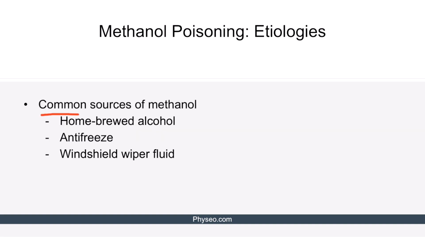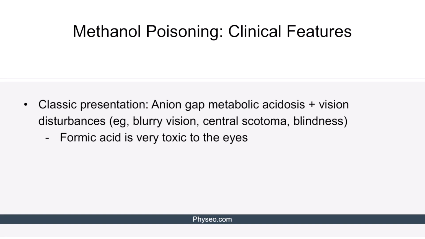It's high yield to know that methanol is found in home brewed alcohol. Other sources of methanol include antifreeze and windshield wiper fluid. The typical presentation of methanol poisoning consists of an anion gap metabolic acidosis and vision disturbances such as blurry vision, a central scotoma, or blindness. The methanol metabolites, especially formic acid, are very toxic to the eyes, causing all these eye-specific symptoms. Here we can see that a central scotoma is essentially a blind spot in the center of the visual field. Remember that the toxic metabolites of methanol poisoning can impact the eyes, leading to a central scotoma.